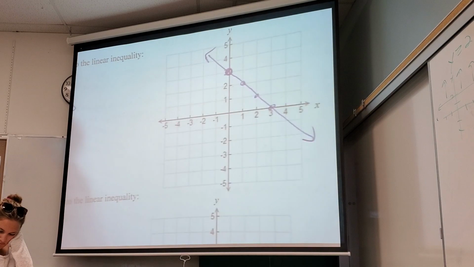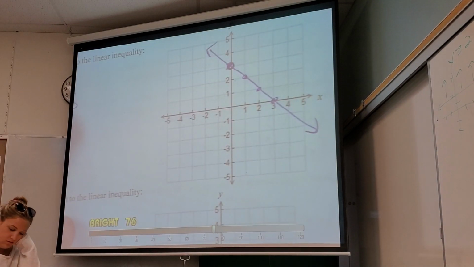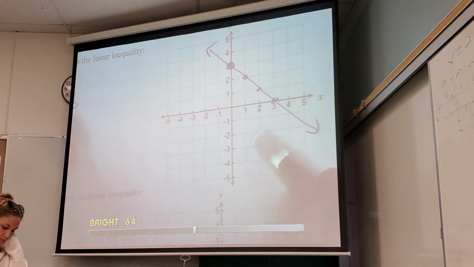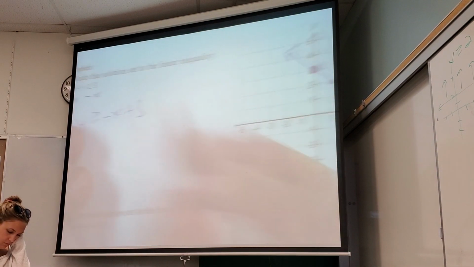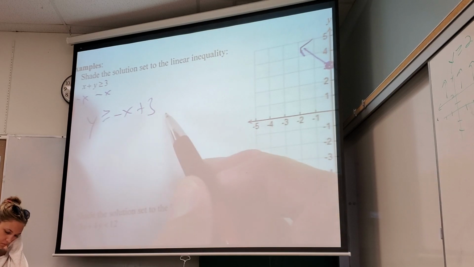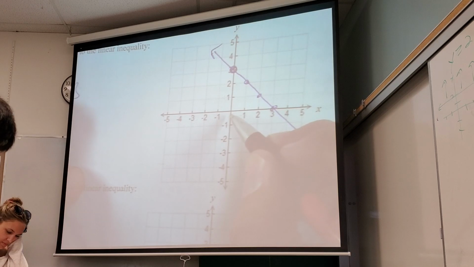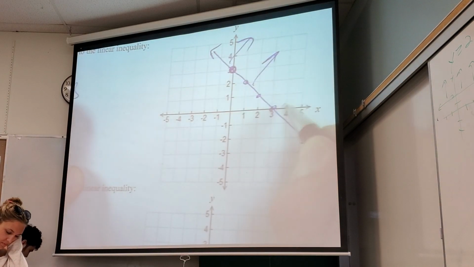And then, how do I tell which way to shade? If you plug 0, 0 in, is 0 bigger than 0 plus 3? Is 0 bigger than 3? No. You're saying yes, think for a second. Is 0 bigger than 3? No. So that did not work, so I'm going to shade that way.